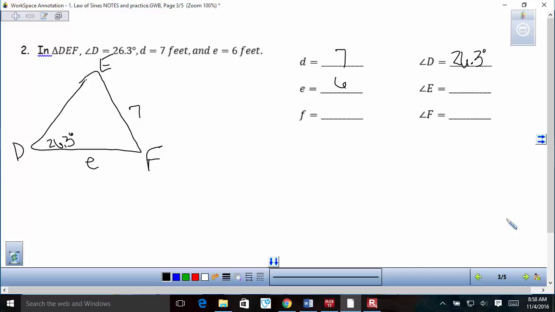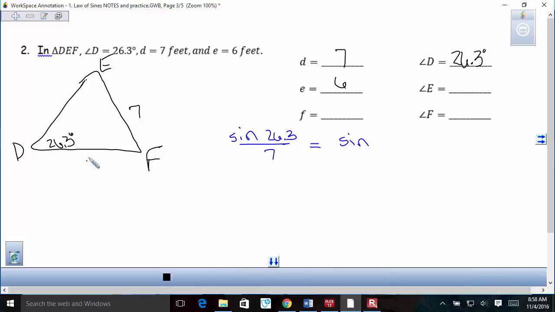Now, when you start this problem, you really can't do anything with F. I don't have an angle or a side, right? So there's nothing you can do at the moment with F. We're going to have to use the D and E. We don't really have a choice at this point. All right, so we're going to start our sine process. Sine 26.3 over 7 equals, what does it equal? Sine E over 6, right?